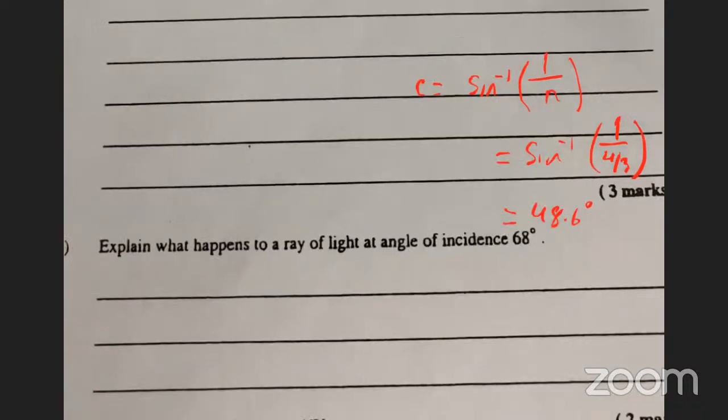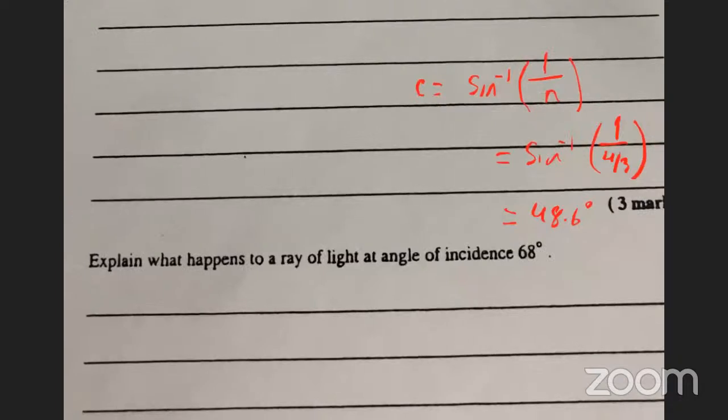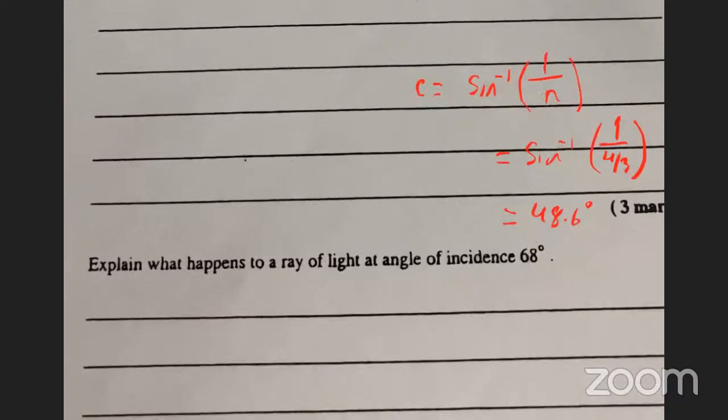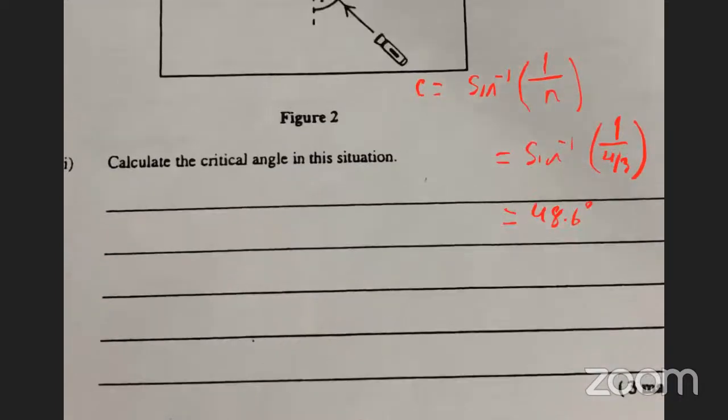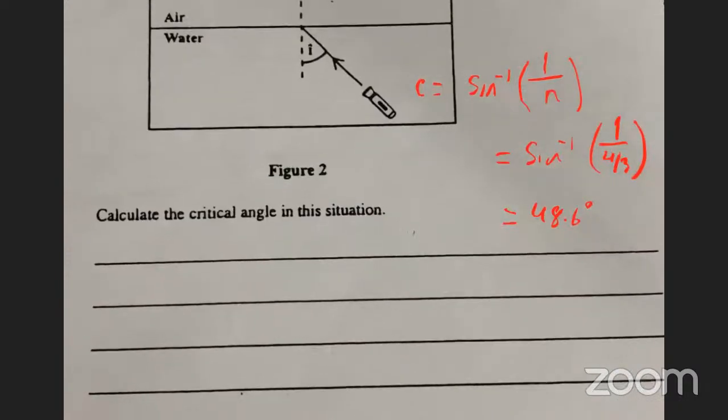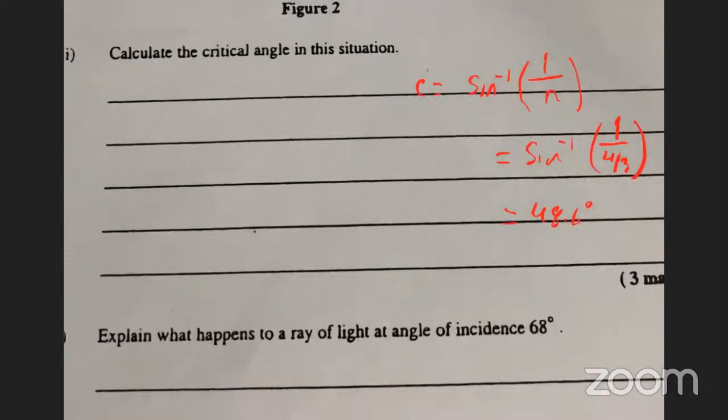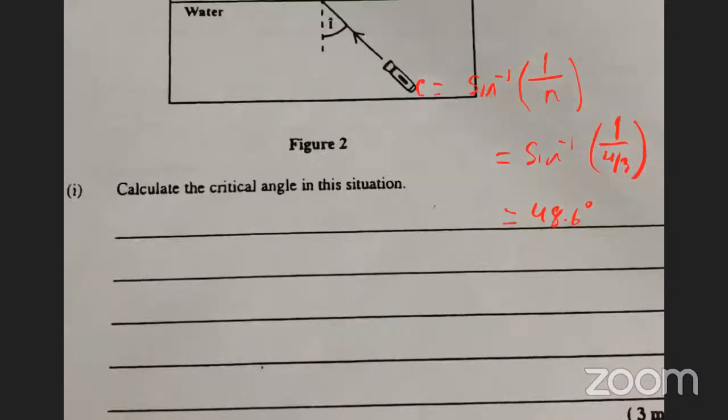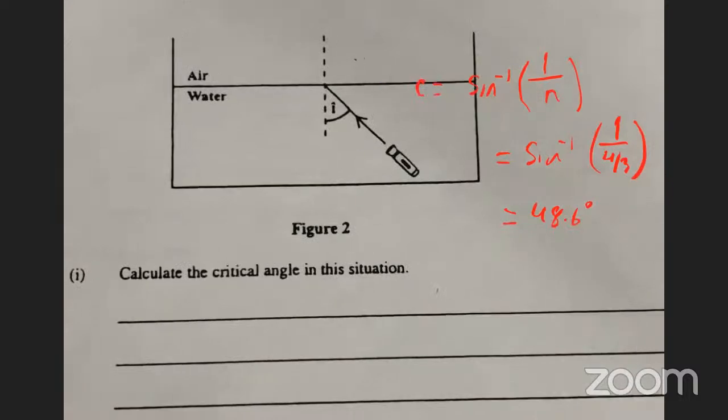What happens to the ray if the angle of incidence is 68 degrees? Right here, I'm going to ask somebody to explain. What happens to the ray if the angle of incidence is 68 degrees? And that's going back here, right? So the question says that i is 68 degrees. What will happen? Write it down and give the reason why.